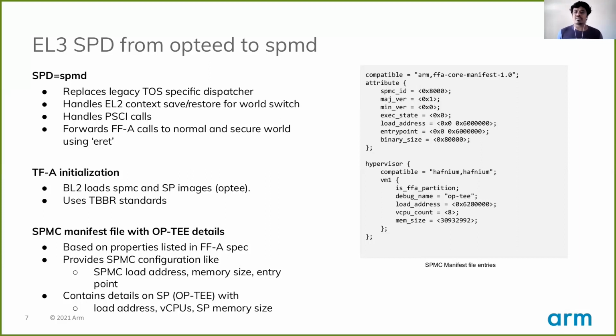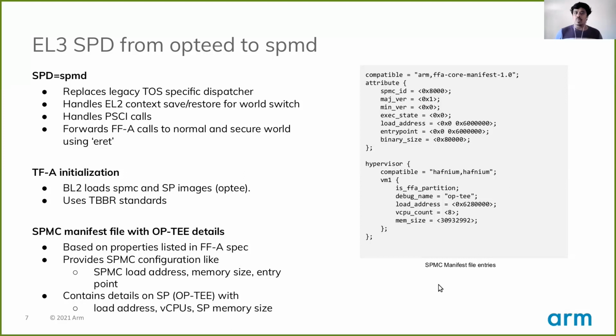Talking about initialization, the BL2 bootloader loads the SPMC component and the secure partition images as mentioned in the FIP image of the trusted firmware. For the SPMC, the resources have to be specified: what memory regions the SPMC will be using, what memory regions the secure partitions will use, and what devices the secure partitions will be using. All these are specified through manifest files, as shown here. This is the SPMC manifest file.